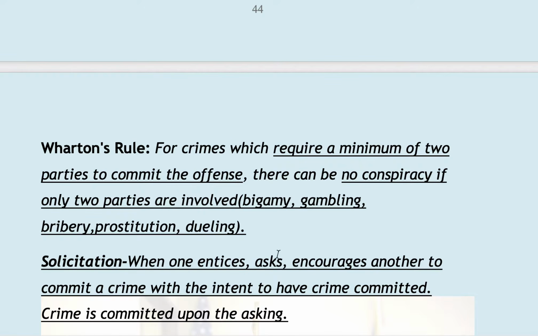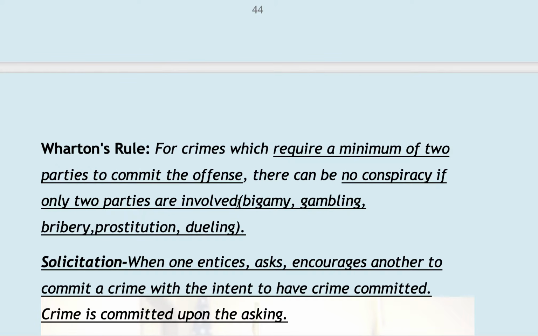Now, with Wharton's rule, for crimes that require a minimum of two parties to commit the offense, there can be no conspiracy if only two parties are involved. For example, bigamy, gambling, bribery, prostitution, dueling.